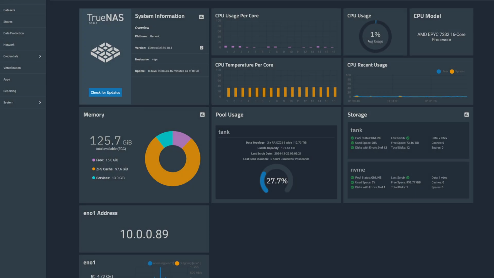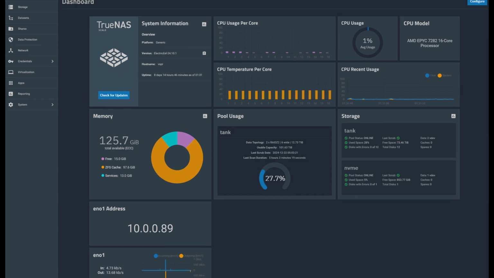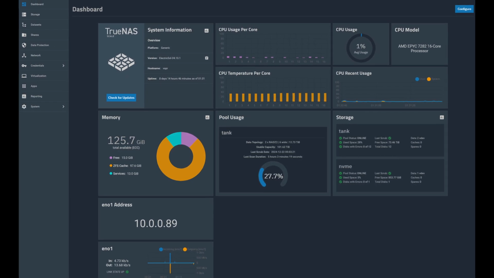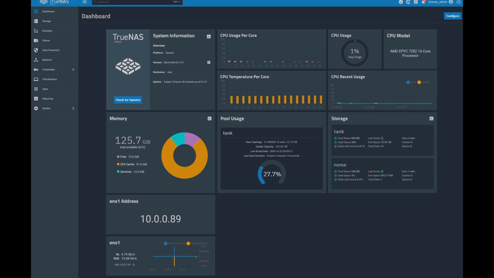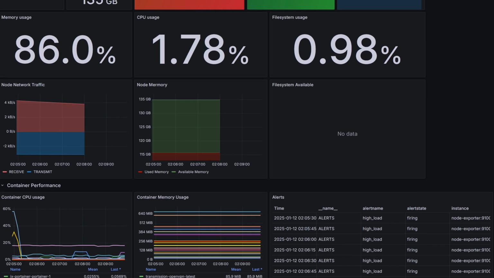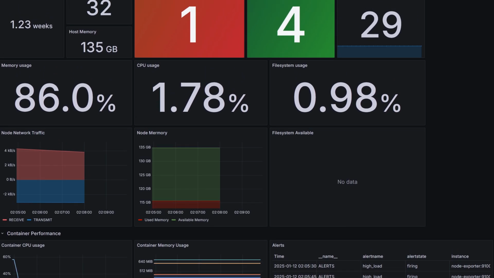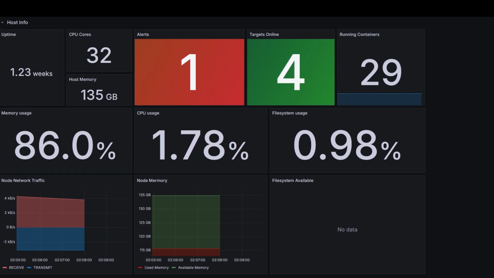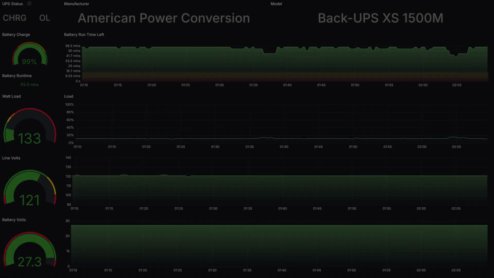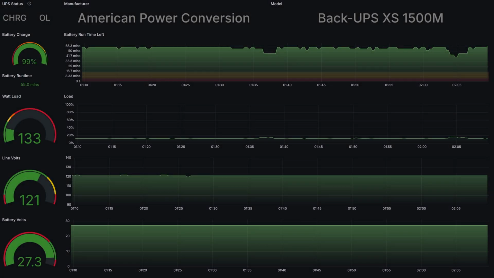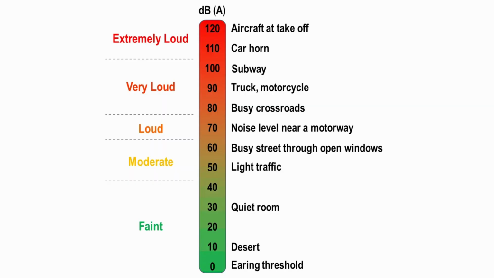I have TrueNAS Scale configured to use all 12 drives in a 2 VDEV RAID Z2 6-wide layout. I'm running close to 30 Docker containers at any given moment, and the EPYC CPU hardly seems to notice. From a power consumption perspective, the server pulls around 120 watts at idle and 230 watts under load. I'm also quite impressed with the noise level.